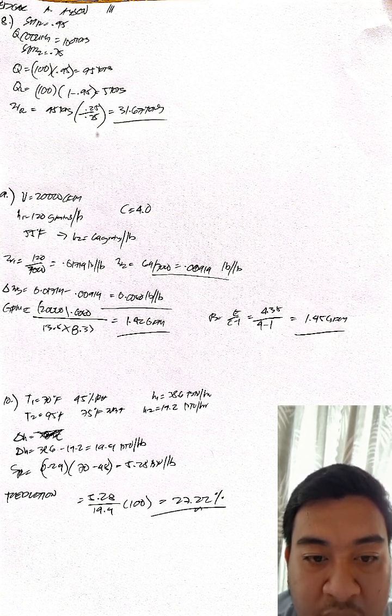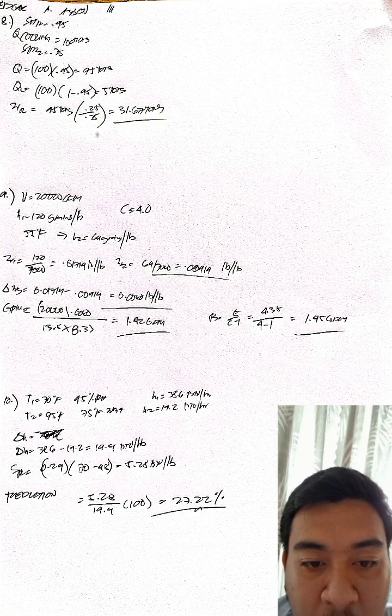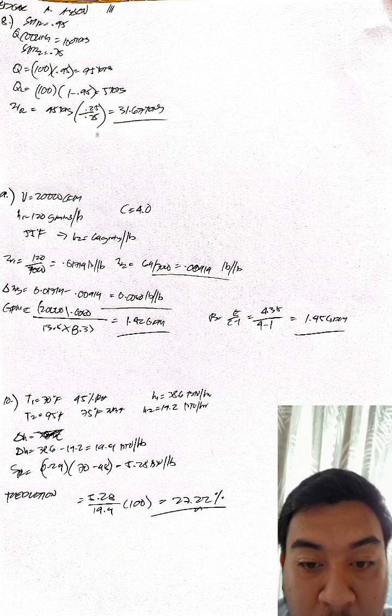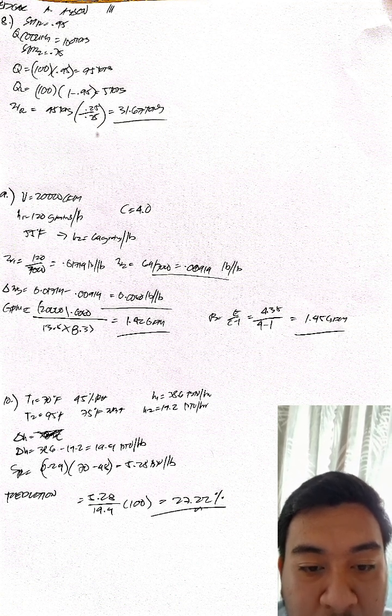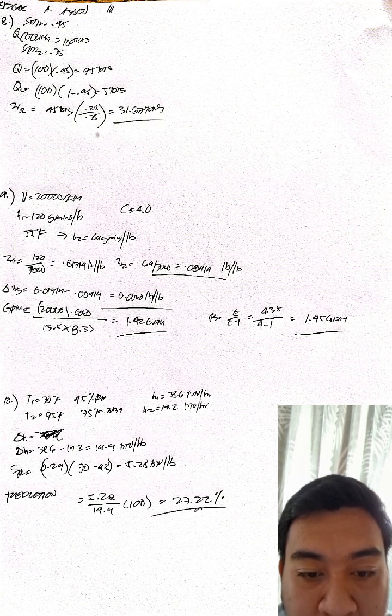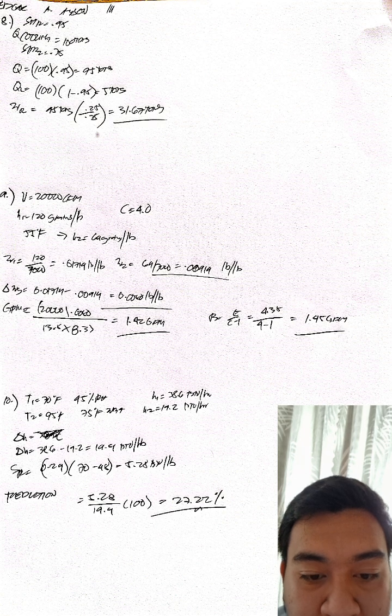So we have the following givens: temperature 1 is 70 degrees Fahrenheit with 45% humidity, and H1 is 38.6 BTU per hour. Then temperature 2 is 95 degrees Fahrenheit with 75 wet bulb temperature, and H2 is 19.2 BTU per hour. So the delta H, or enthalpy, is needed. We subtract 38.6 minus 19.2, and we get the answer of 19.4 BTU per pound.